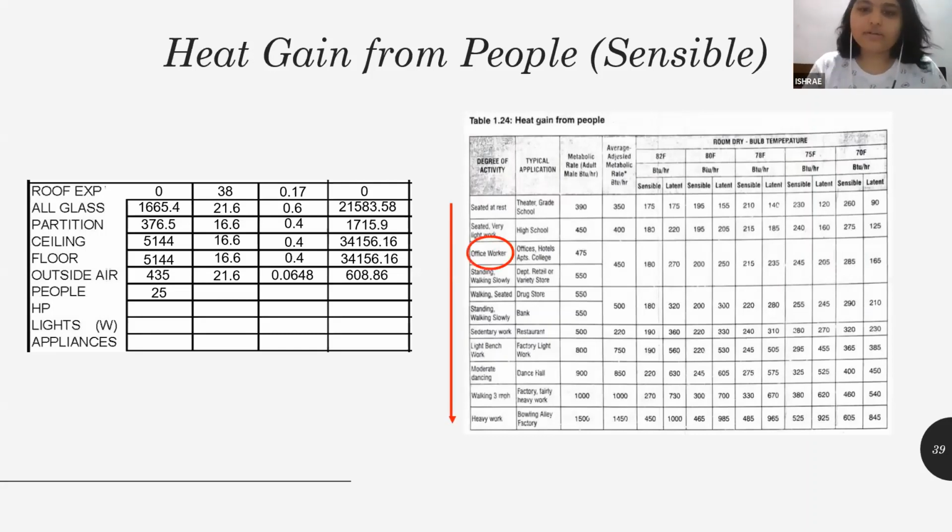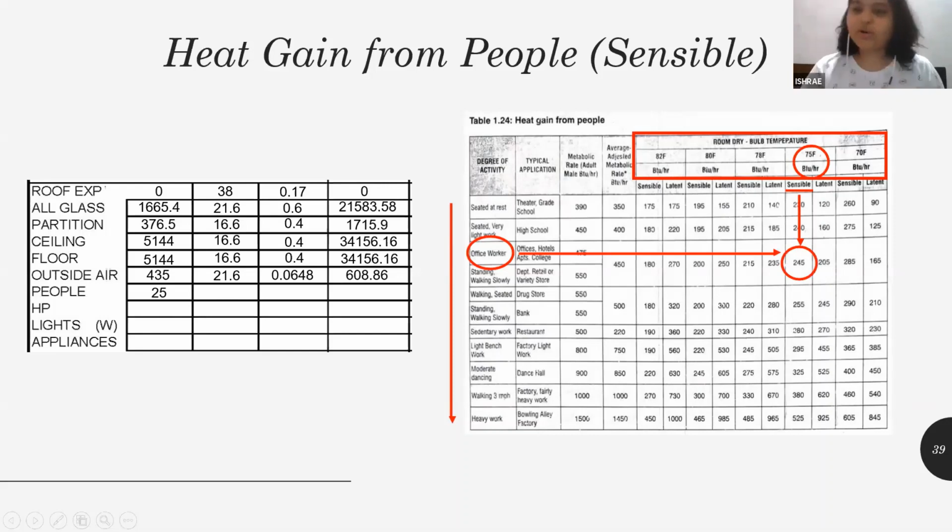So here we are in an office, so I'm going to select office worker. Based on that, I have my room dry bulb temperature to select from. Here you will be able to see 75 degree Fahrenheit. I have selected 72 degree Fahrenheit as my indoor temperature, so I am supposed to interpolate between 75 and 70. But just for the sake of calculation, I have taken 75. Under sensible load, I have marked 245 as my intersection for 75 degree Fahrenheit sensible load and office worker. So I get the value of 245 as the heat gain from people. I'll multiply it with the number of people, and I'll get the total heat gain from people in BTU per hour.